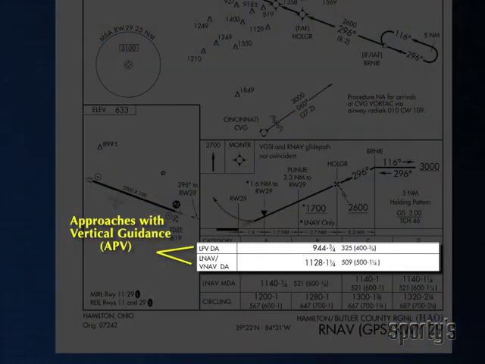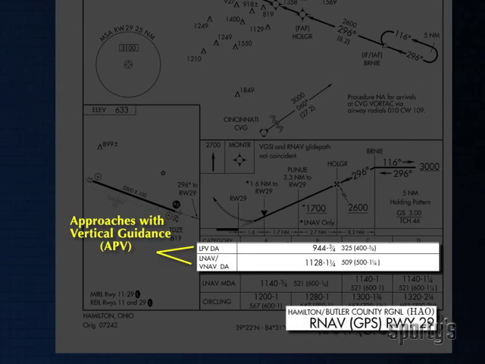To determine if an airport has APV procedures, you will need to consult the minima section of the chart, not the header. The header will only tell you that it's a GPS approach and whether it's a standalone procedure or an overlay.